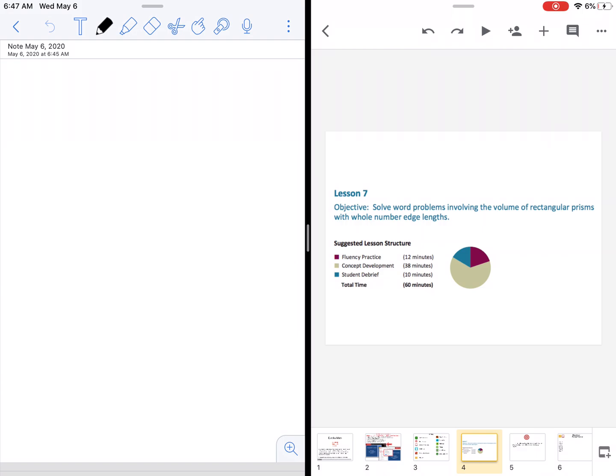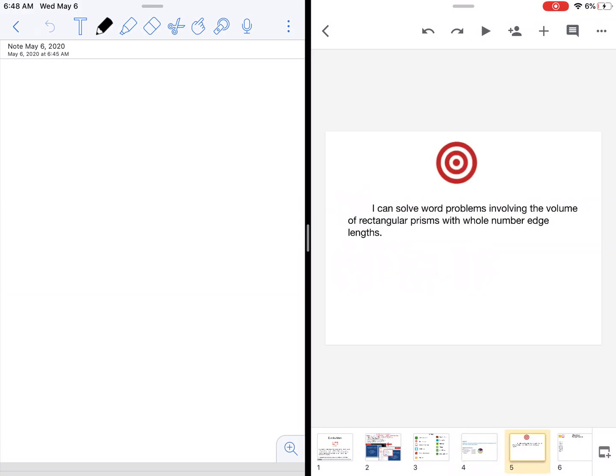Today we are on lesson 7 of module 5, with our objective being to solve word problems, including the volume of rectangular prisms with whole number edge lengths. So the edges, the length, the width, and the height on our rectangular prisms today that we're going to draw are all going to be whole numbers, and we're going to solve word problems. So your target today is: I can solve word problems involving the volume of rectangular prisms with whole number edge lengths. First off today, we're going to do some fluency practice.